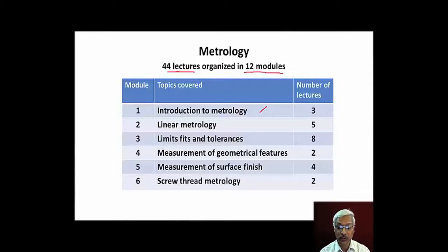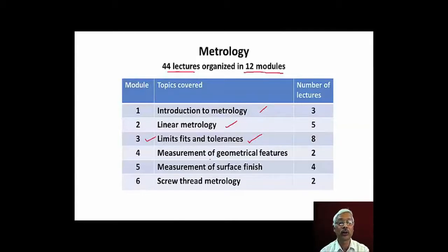And in module number 2, we will be dealing with usage of different measuring instruments such as vernier caliper, micrometer, angle measuring devices. In module 3, we will be discussing about limits, fits, and tolerances. What is the need of tolerance? What are the different kinds of fits available? How to select a proper fit for a given application?